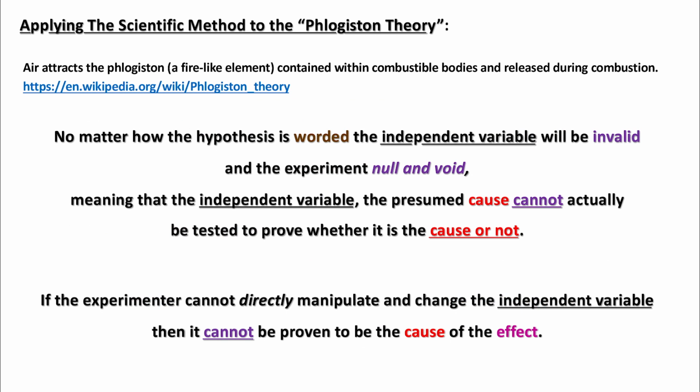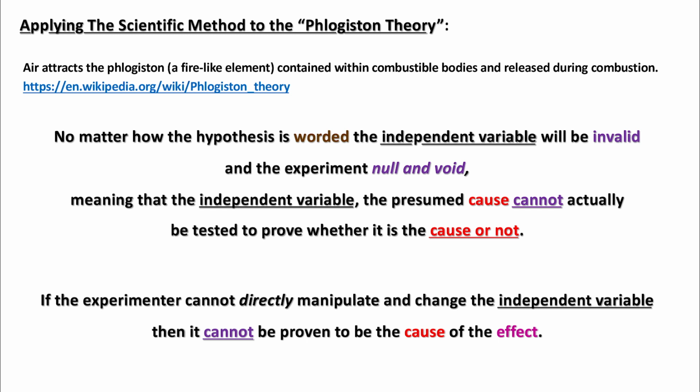Air attracts the phlogiston, a fire-like element contained within combustible bodies and released during combustion. No matter how the hypothesis is worded, the independent variable will be invalid and the experiment null and void, meaning that the independent variable, the presumed cause, cannot actually be tested to prove whether it is the cause or not.